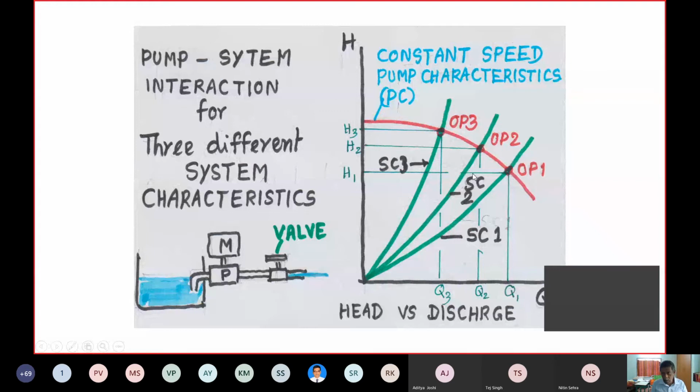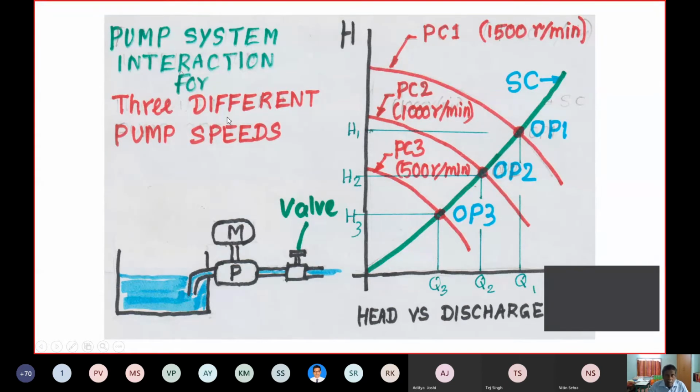If you close a little more, you will move over to the operating position 2, where you have a slightly reduced discharge Q2 and a higher head H2. If you close the valve a little more, you move over to the operating point 3. Correspondingly, you will have a higher head H3 and a lower discharge Q3. So this is the pump system interaction for three different system characteristics.